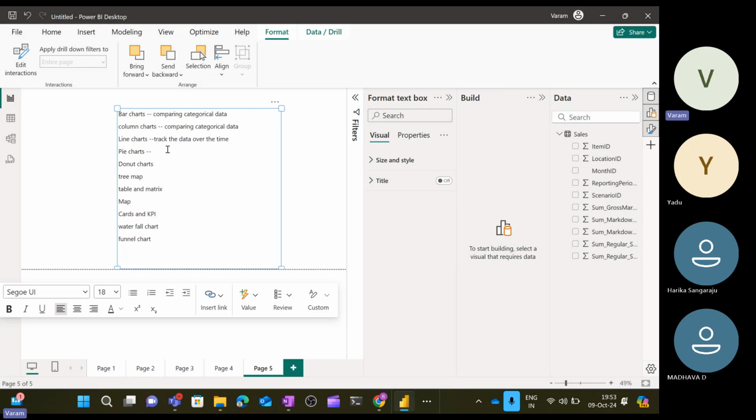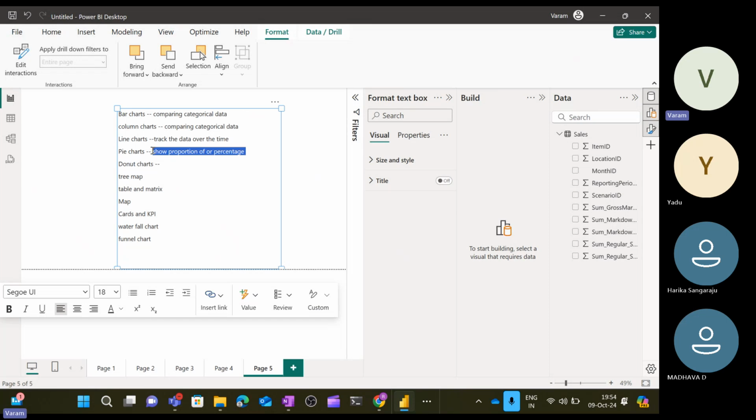Okay. Next is the pie chart. Pie and donut, remember, these two are the same thing. They show the proportion or percentage of the data. So it is like one to each other, actually.